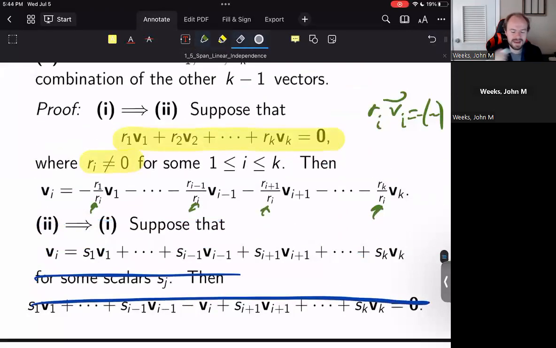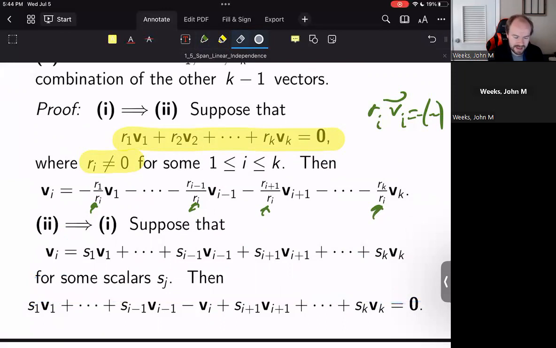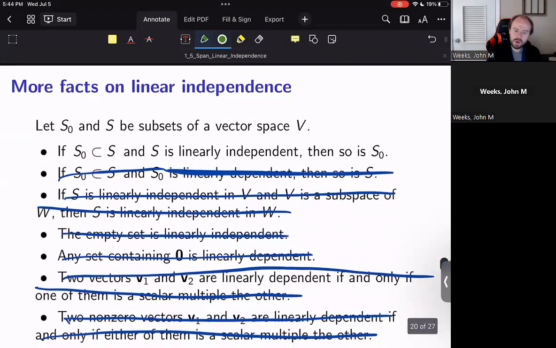If you have that v sub i can be written in this sort of scalar form, then what you can do is just subtract the v sub i. Nothing wrong with that. If you subtract v sub i here, that's what we do right here, then you get the linear dependence relation. You get all of these terms being added together to give us 0. So these two things go hand in hand. They are equivalent notions. Let's go ahead and see some more facts on linear independence while we keep going.